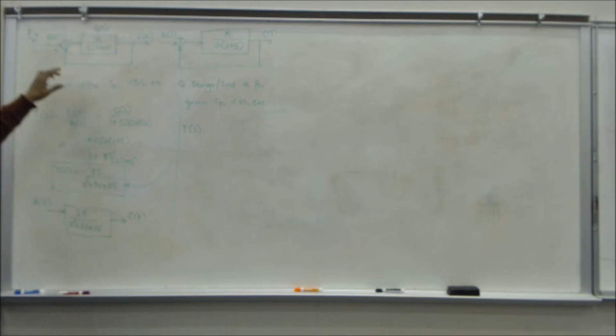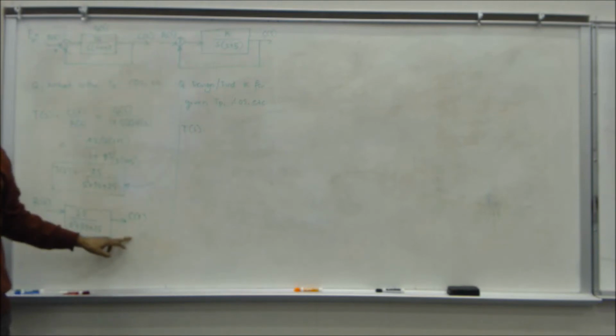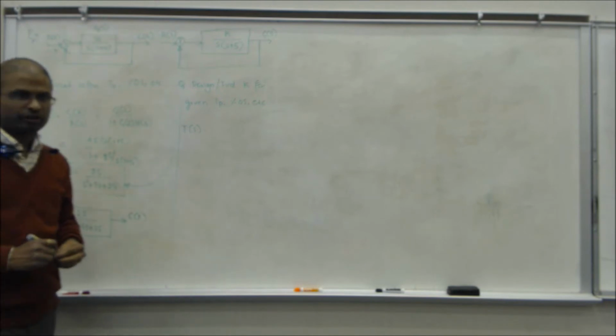Right? So if you want to verify if this block and this block are the same, all you need to do is you build this in Simulink, you take the step response, you specify R of S as a step input, and put this in a scope. So you look at the response of this, you look at the response of this. If the response is the same, it means your block reduction is right.